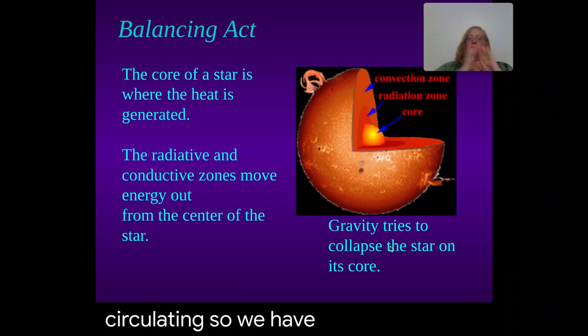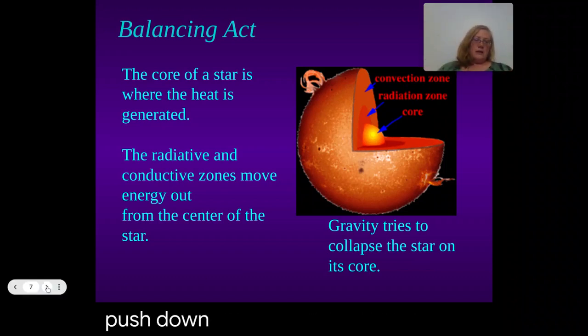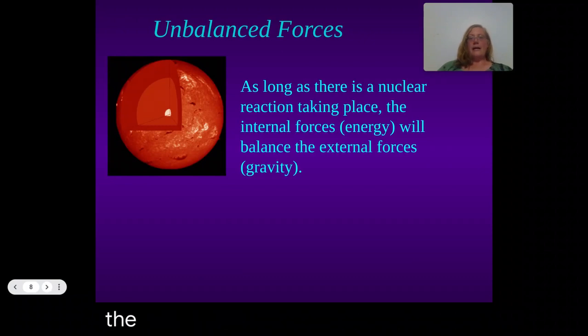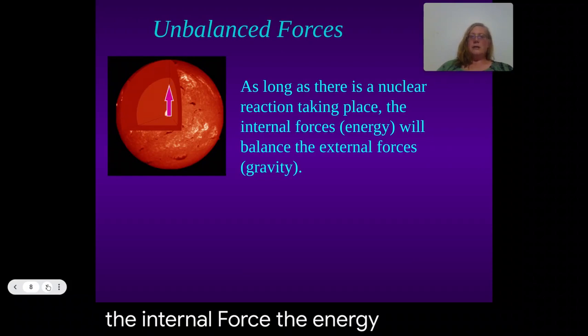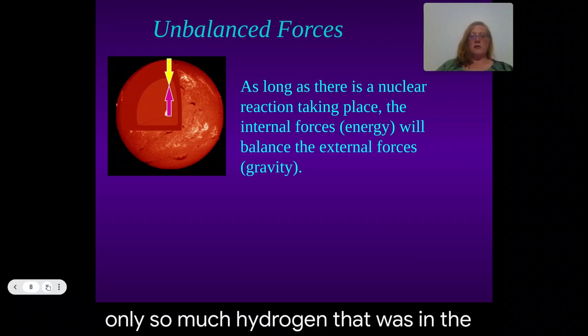So we have the energy pushing out. We have gravity trying to push down. These are the forces that are the balancing act. So as long as the nuclear reactions are taking place, the internal force, the energy, is going out, and the external force, the gravity, is pushing in. So those are our balance forces. But at some point, we're going to run out of fuel, right? There's only so much hydrogen that was in the star to start with.